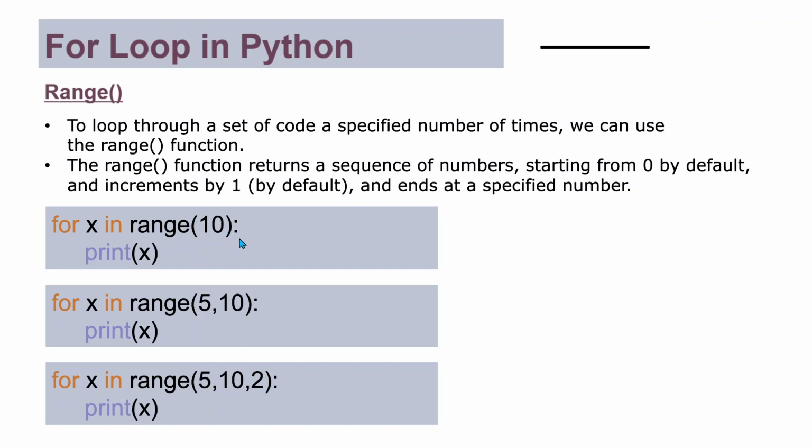First, by default you specify the end value only. Here you have a range of values, the starting and the end value. Here you have a starting and end value, but there is an incremental value as well. Okay, this is how you can use a range in a for loop. Okay, let's see this example.